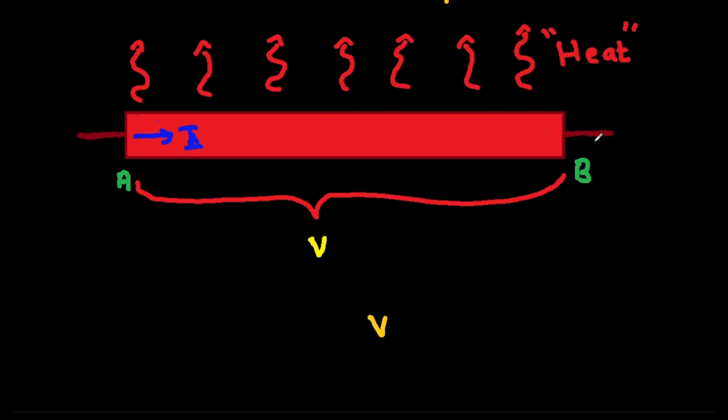When I coulomb of charge passes, it will do a work of VI. This I coulomb of charge is passing per second. That means per second this much work will be done. That is, this much power will be delivered by this circuit. So at this point, I am giving you a question: what should be the maximum value of this power? Let's pause this video and try to think about it.